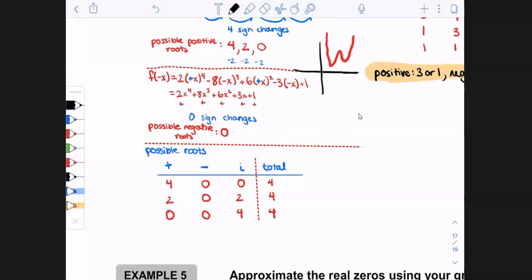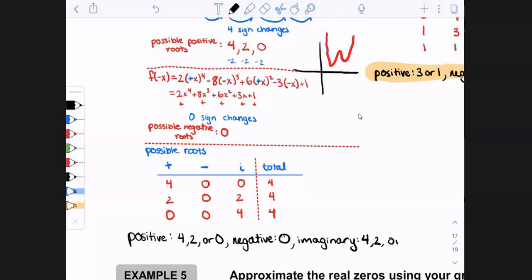So our final answer here, for positive, we have 4, 2, or 0. For the negative, we just have 0. And then for the imaginary, we have 4, 2, or 0.